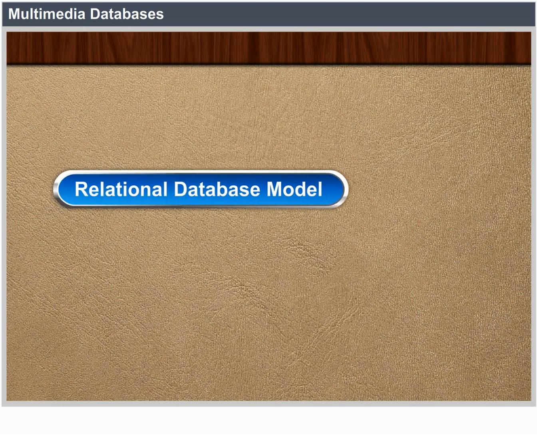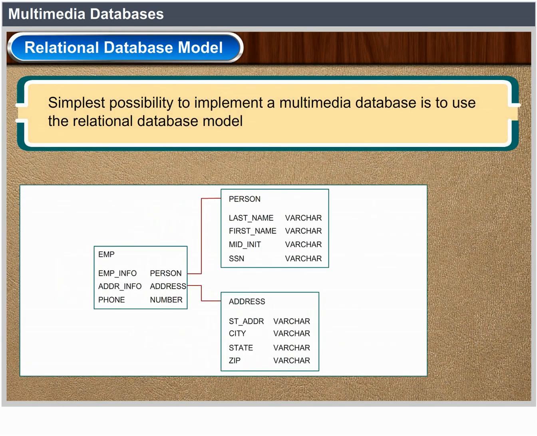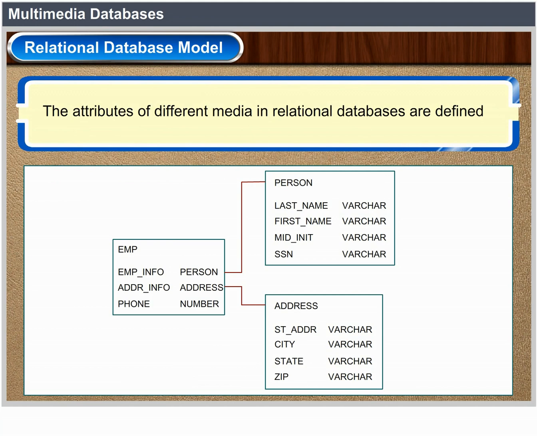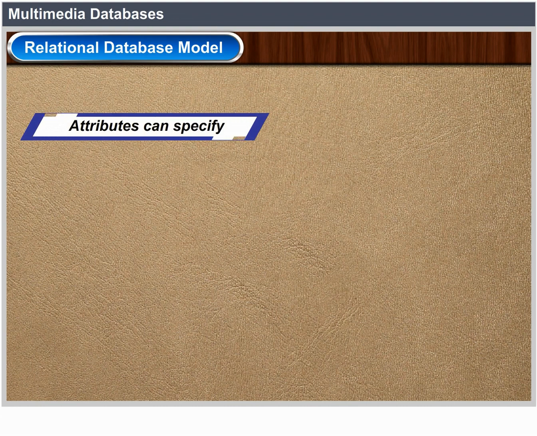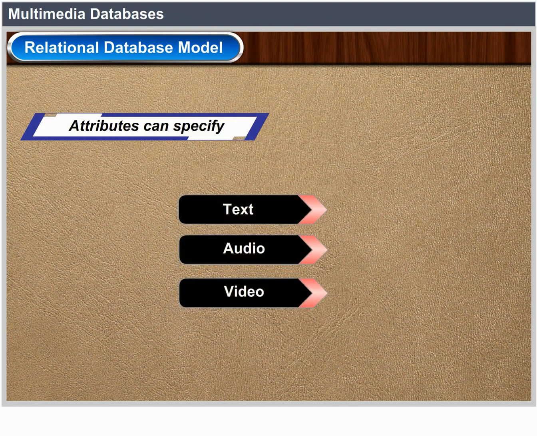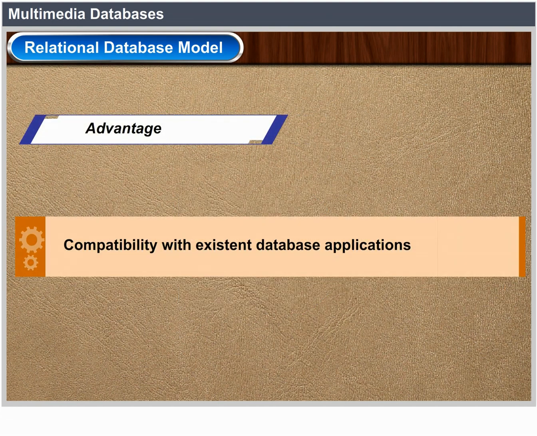Relational database model. The simplest possibility to implement a multimedia database is to use the relational database model. The attributes of different media in relational databases are defined. An attribute can specify text, audio, video. Advantage: compatibility with existing database applications.